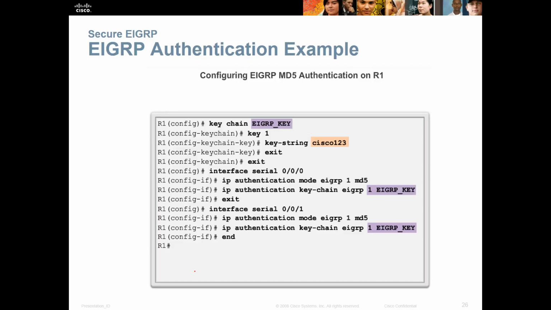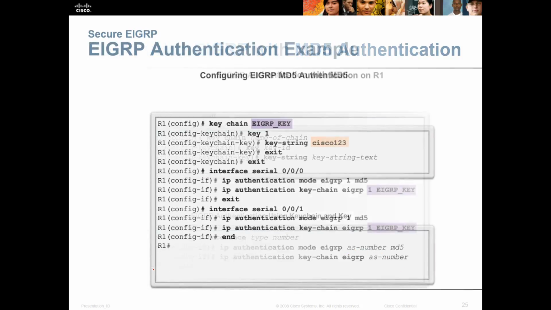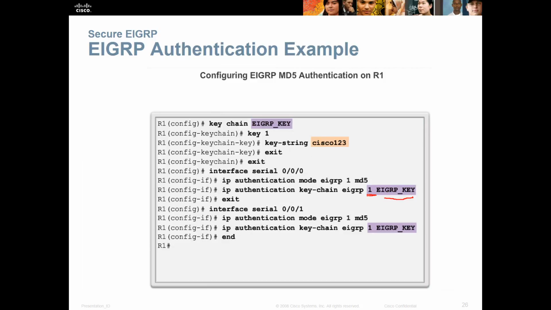So this is where I get varying information. That should be the AS number. That should be the name of the key chain. Previous slide. AS number, then the name of the chain. So why is the number 1 highlighted? It is not part of that key chain.